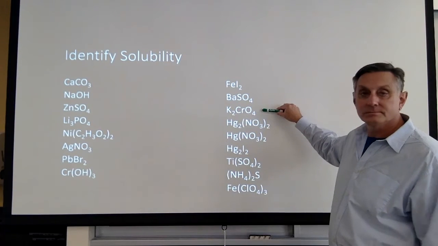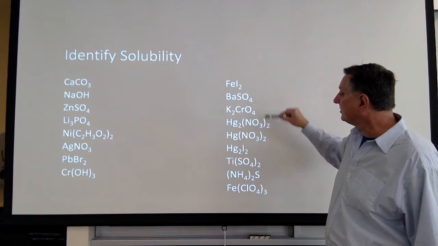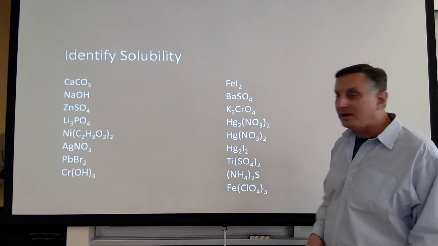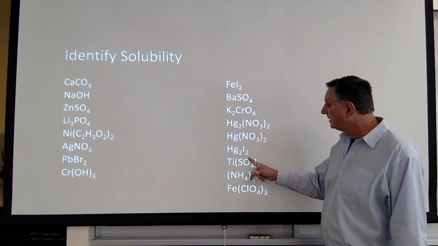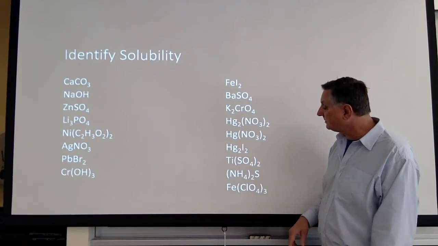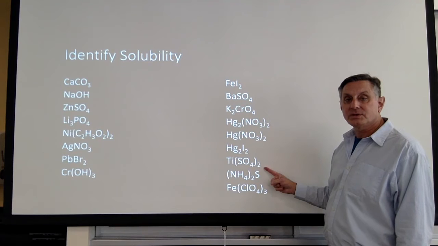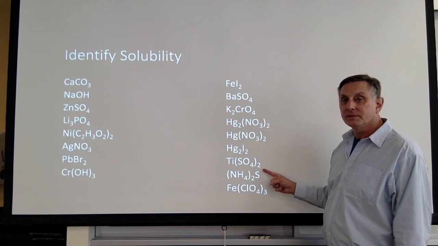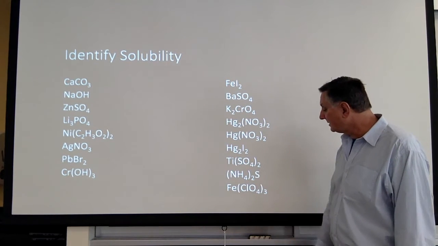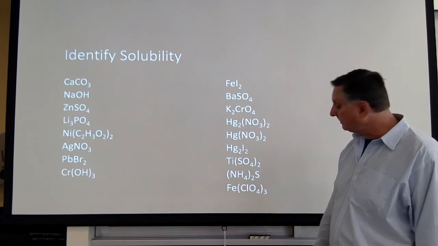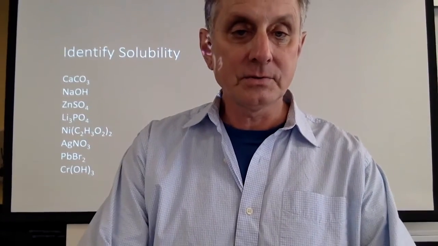Soluble or insoluble? Of course, all potassium salts are soluble. K2CrO4 is soluble. What about Hg2NO3? Nitrates, soluble. Iodides, soluble, but mercury is an exception. Next, soluble or insoluble? Titanium 4 sulfate. Sulfates are soluble. Titanium's not an exception. Soluble. Ammonium sulfide. Soluble because of ammonium. Soluble because of perchlorate.